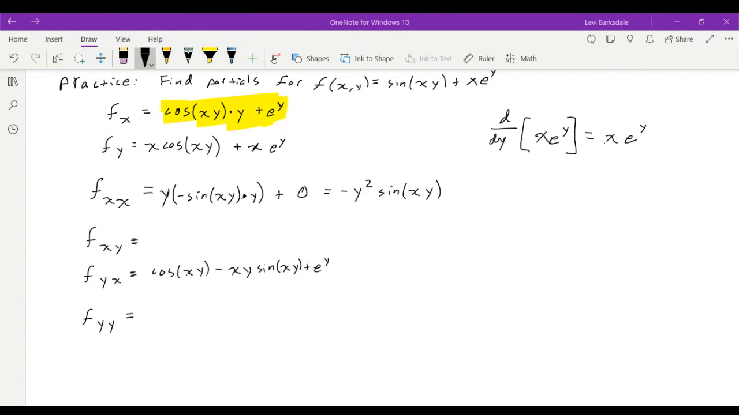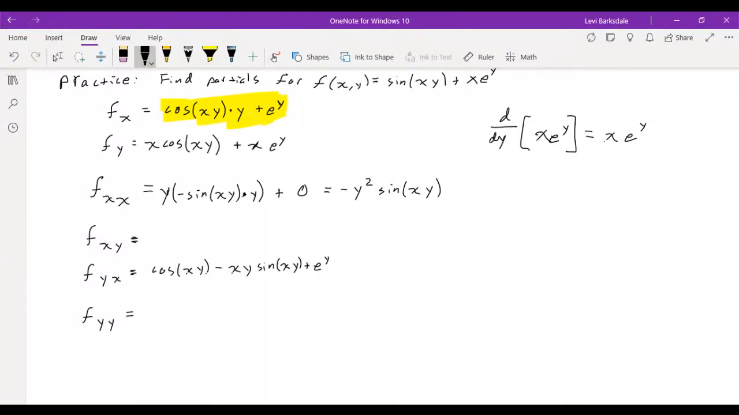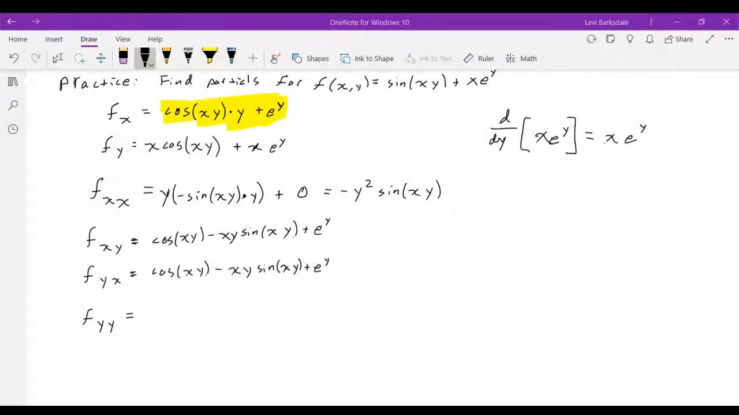For f sub xy, you put cosine of xy minus xy sine of xy, but then that last term I think should also be plus e to the y. Maybe double check. I don't think it should be plus 1. Yep.